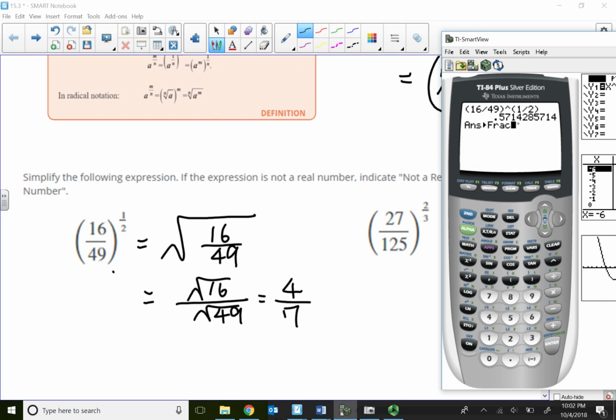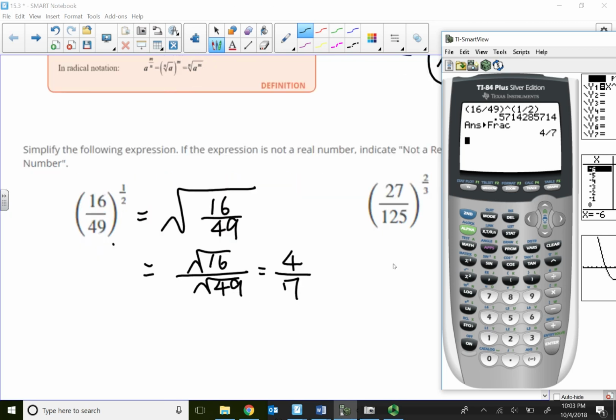Okay, and we talked about this before. The decimal has a repeating pattern, which is 5714285. See right here, 5714285 again. And this kind of repeating pattern will convert back into a fraction for me. All right, let's try another one.